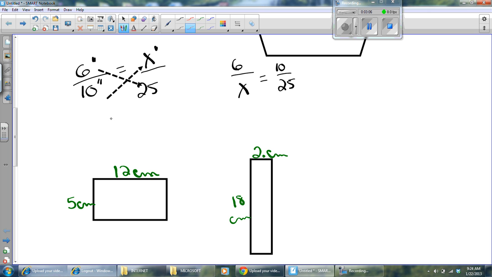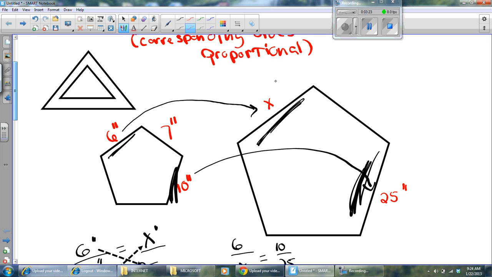And I'm going to do 10 times x, and that'll get me 10x. 6 times 25, well, if I had 6 quarters, I'd have $1.50. I'm going to divide by 10, and x is going to equal 15 inches. Okay, notice I didn't use the 7. The 7 I put in as extra information to see if you would match up the corresponding sides.